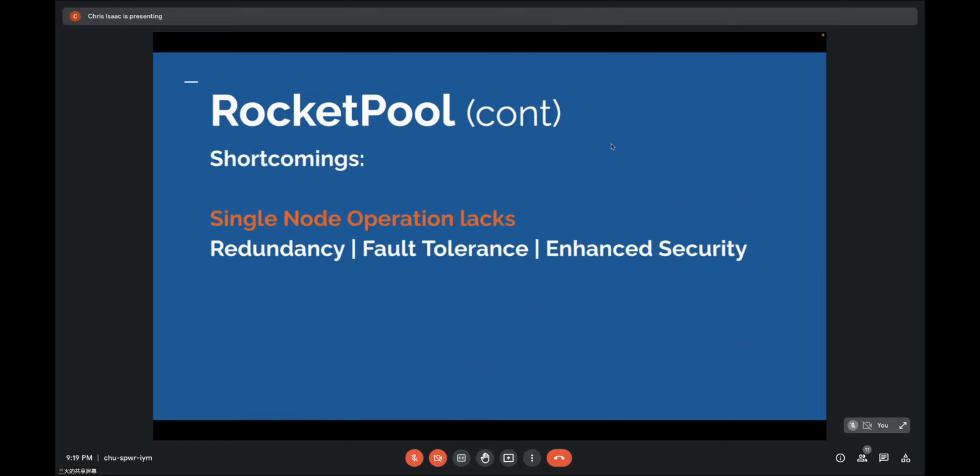Some of the shortcomings here: it's a little more decentralized, but really we're still talking about single node kinds of things. Redundancy, fault tolerance, enhanced security, they really don't have that, because of running validators on one node and one node only.